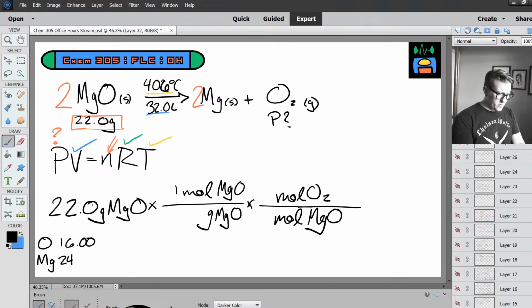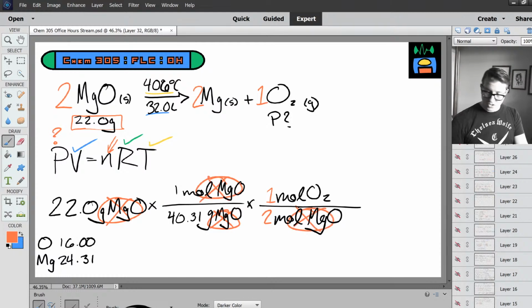Magnesium is 24. I want to say 24.13, but let's check our trusty periodic table. Oh, 24.31. Close but dyslexic. 24.31 plus 16.00 gives us a molecular mass of 40.31 grams of magnesium oxide in 1 mole. And then our mole-to-mole ratio here is 2 moles of magnesium oxide react to make 1 mole of oxygen. All right, so grams of magnesium oxide cancels, moles of magnesium oxide cancels, and we're ready to crunch our numbers.